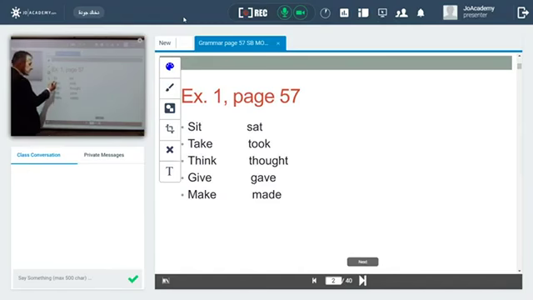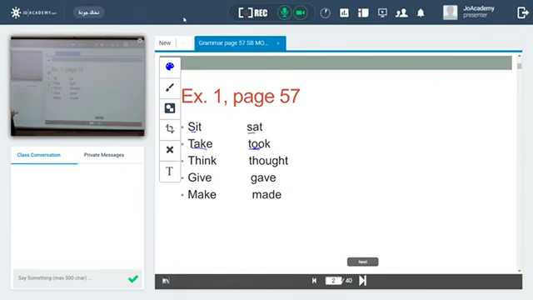So sit becomes sat. This is the past. The past of sit is sat. The past of take is took. So you can see the change in writing.